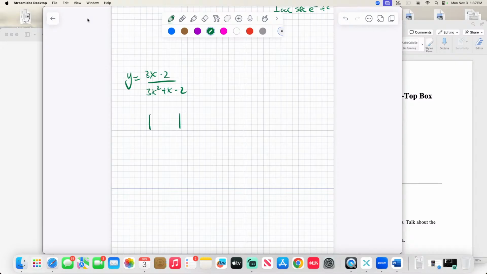So I'm gonna use the box method to factor it. It's 3x squared plus x minus 2. So this is 3x and x, and this is a 1 and 2. So this is 3x and 2x. It seems like the bottom one needs to be negative. So that's gonna be y equal to (3x minus 2) over (3x minus 2) times (x plus 1). Is that okay?